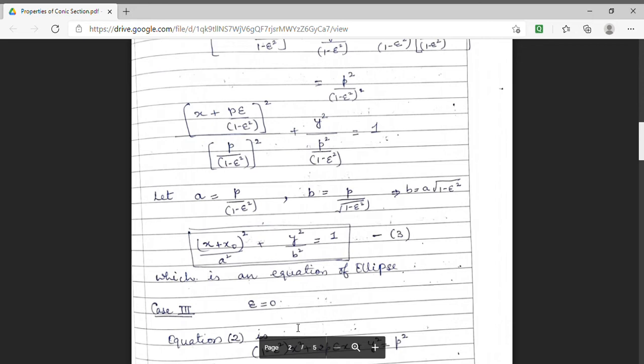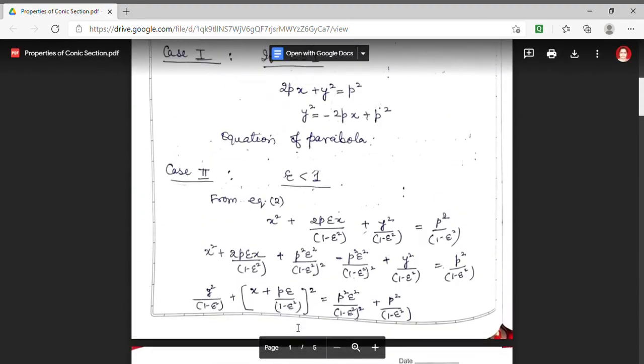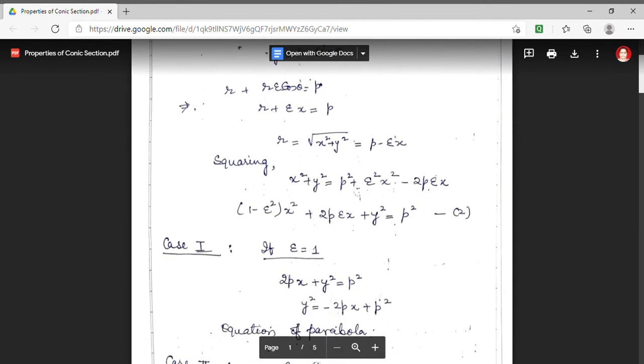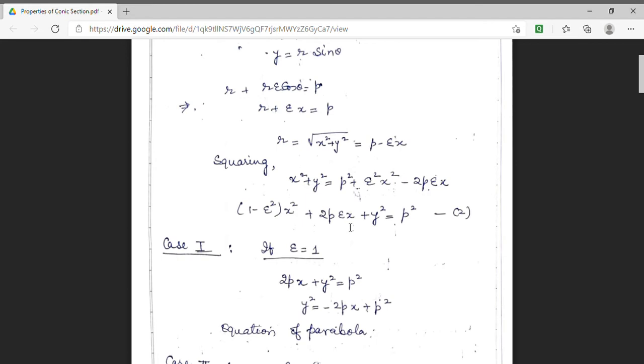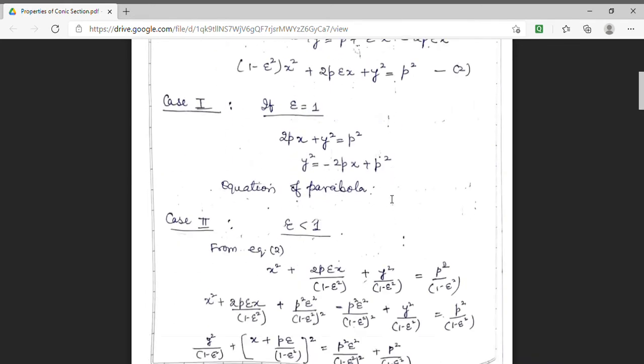Now I am moving over to the third case in which we take epsilon to be 0. Our general expression was this. Here we have taken epsilon to be 0. These terms become x square, this is 0, x square plus y square will be equal to p square.